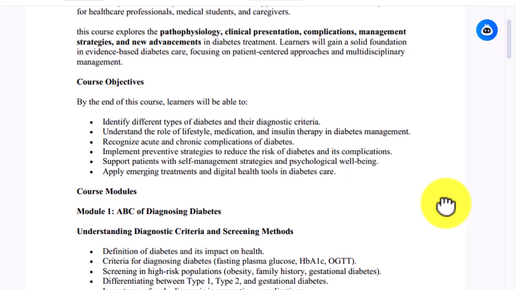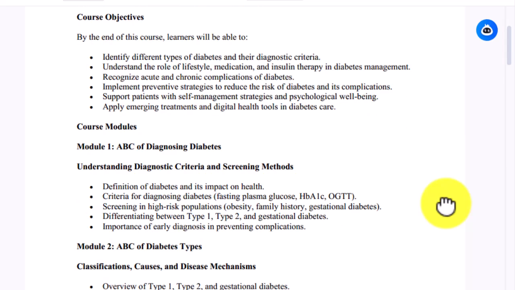The course objectives: by the end of this course, learners will be able to identify different types of diabetes and their diagnostic criteria, understand the role of lifestyle, medication, and insulin therapy in diabetes management, recognize acute and chronic complications of diabetes, implement preventive strategies to reduce the risk of diabetes and its complications, support patients with self-management strategies and psychological well-being, and apply emerging treatments and digital health tools in diabetes care.